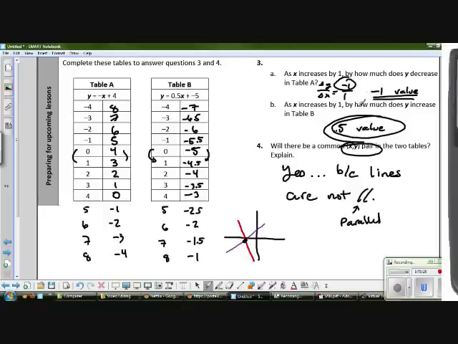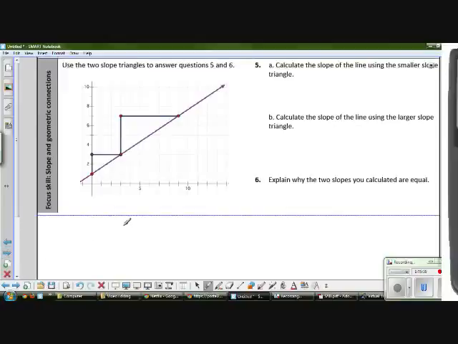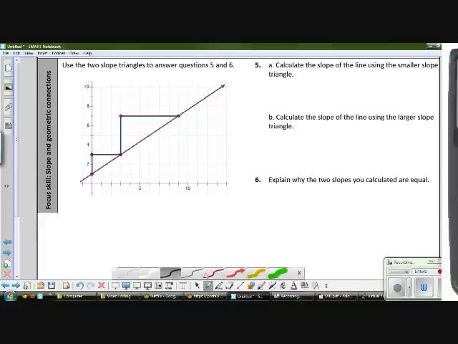Alright, so let's use the two slope triangles to answer question 5 and 6. Question 5 is asking me to calculate the slope of the line using the smaller slope triangle. So again, we know slope in all cases is going to be change in y over change in x, which is the exact same thing as rise over run. Looking at the small triangle, we have this to be our change in y. If we look at our increments, that's 1, 2, 3, so they're counting by ones. So that goes up by 2. So change in y is 2.